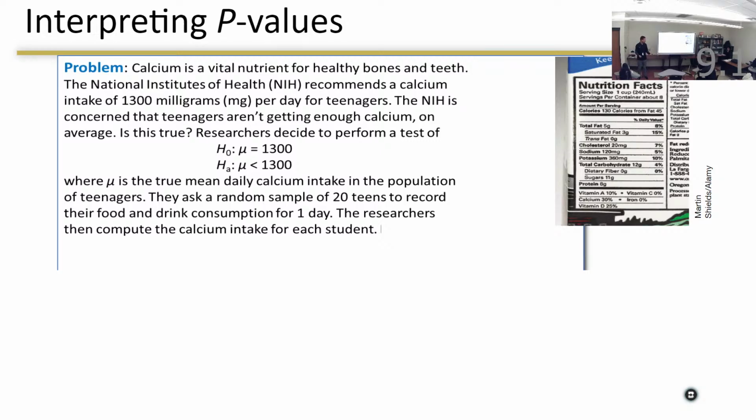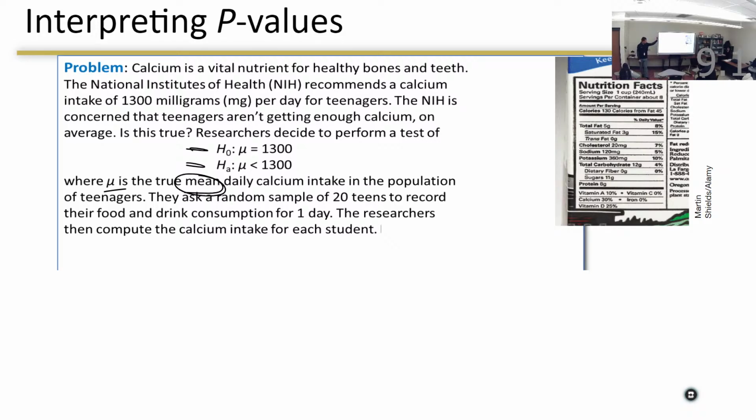Is this true? Researchers decide to perform a test. So they gave you the Ho and they gave you the Ha. They'll do that a lot of times, they'll go ahead and give it to you, where mu is the true mean daily calcium intake of the population. So they gave you Ho, Ha, and then they define mu. Mean. We're not dealing with proportions, we're dealing with means.